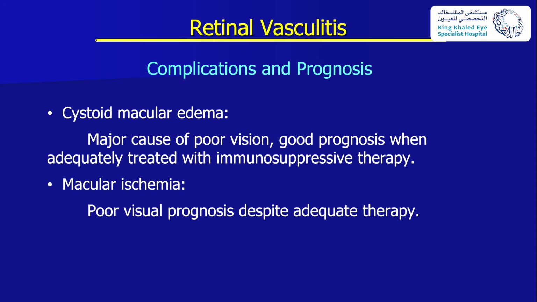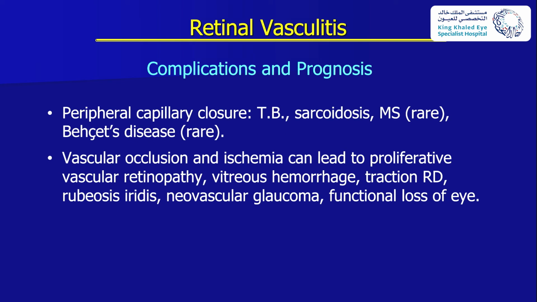What are the complications of vasculitis and the prognosis? Cystoid macular edema is always a big problem. It's a major cause of poor vision. However, prognosis is good if you diagnose it early and treat it early. Macular ischemia, you remember the patient with SLE? You cannot reverse visual loss. So macular ischemia is a poor visual prognosis.